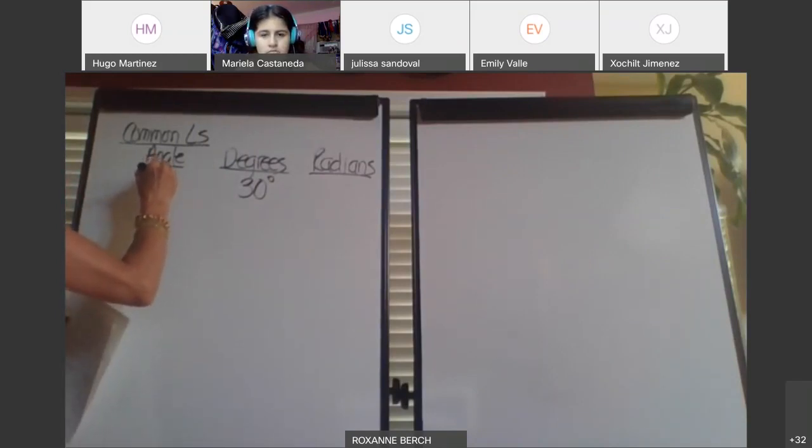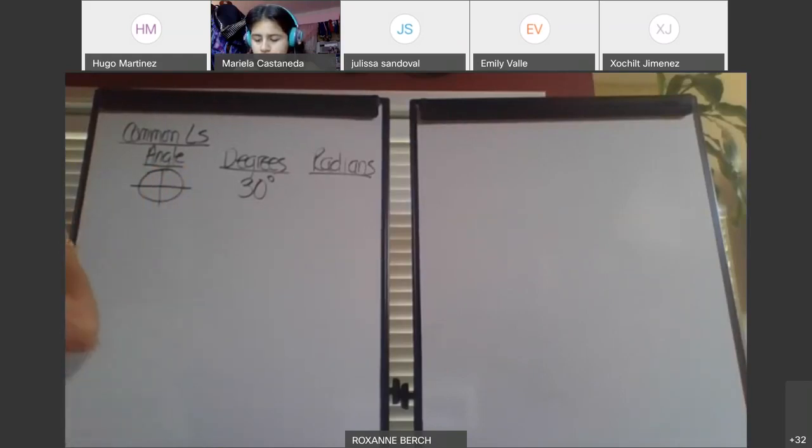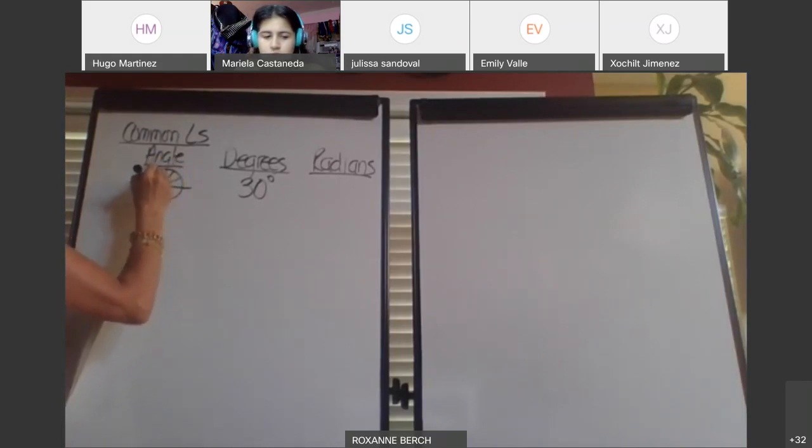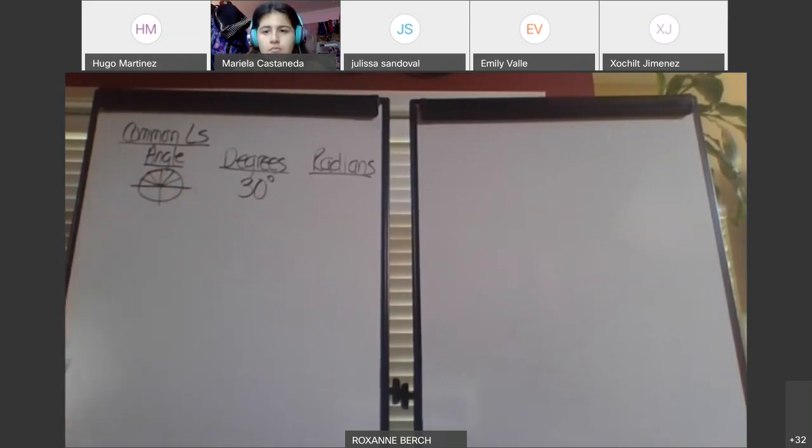So if I were to draw this unit circle, excuse me, what we're going to do is divide the top into 6 equal parts. 1, 2, 3, 4, 5, 6. So pretend those are equal parts.